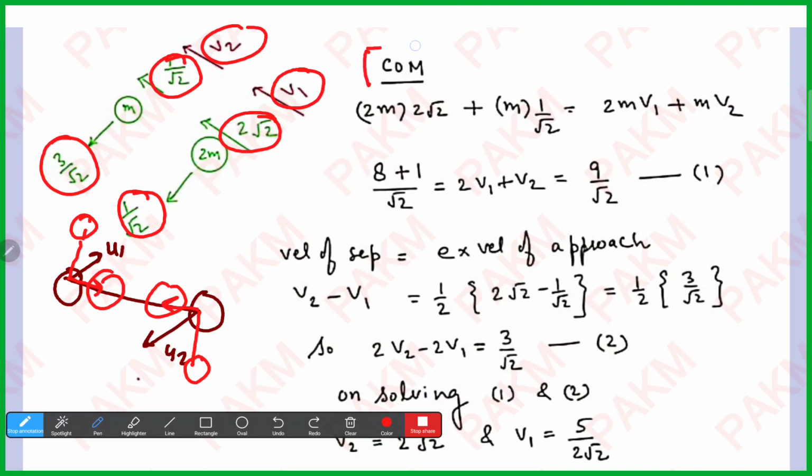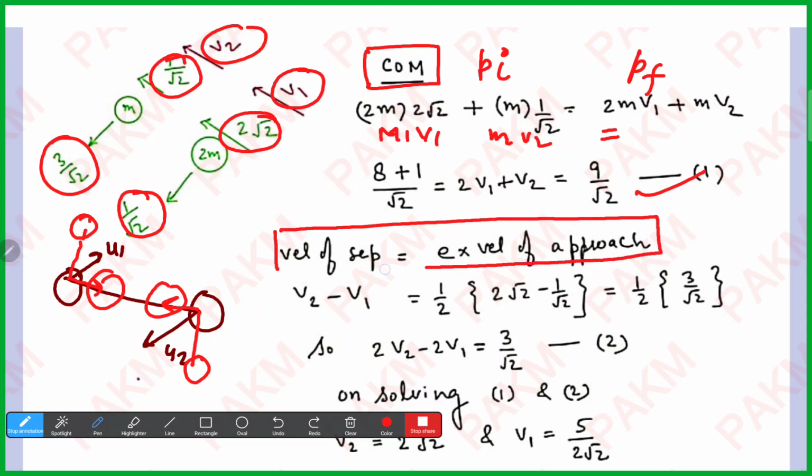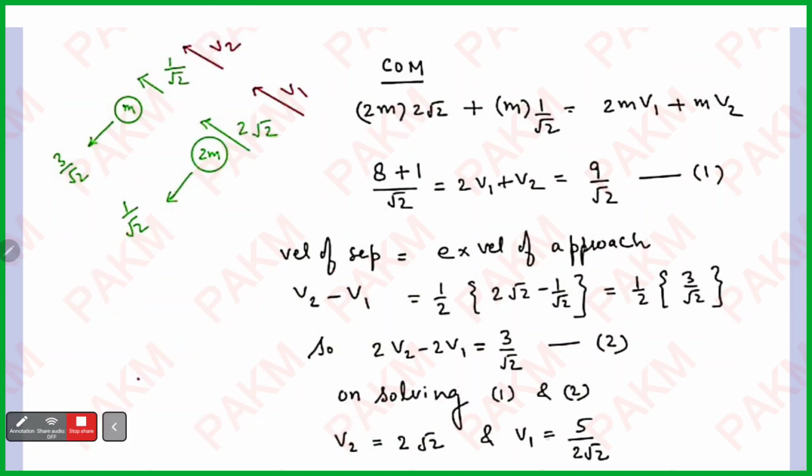Now I'm using the law of conservation of momentum. So M1 V1 plus M2 V2 is equal to the initial momentum P initial, and this is equal to P final, 2M1 V1 plus M2 V2. By this way we get equation 1, and the second equation we will get with the help of the coefficient of restitution: the velocity of separation is equal to half the velocity of approach. With these two equations, we can get v1 and v2. Now here you can see we got v1 and v2.